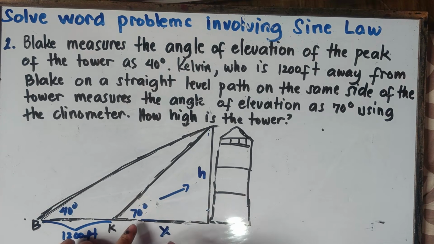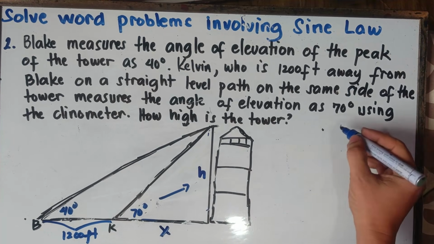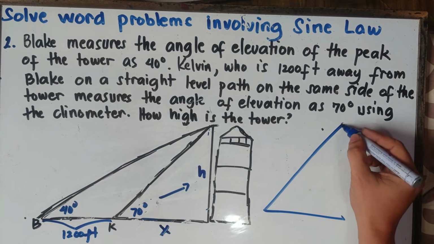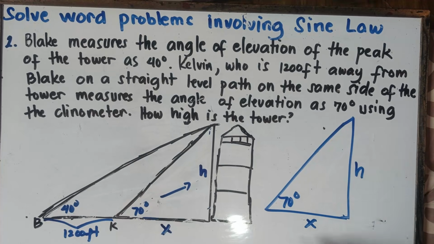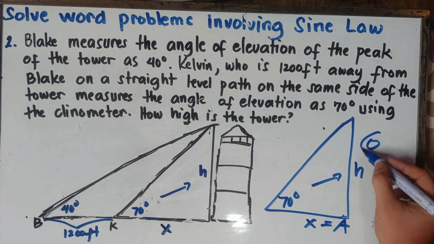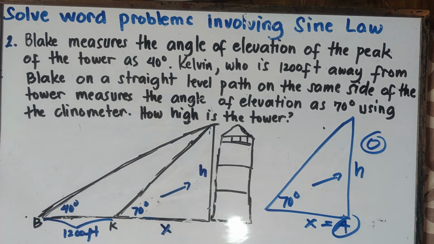Once again, class, opposite is h, adjacent is x. Based on this, let me draw that triangle for you so you're not confused. This one right here, class. This is x, this is 70 degrees, this is h, right? We have opposite, this is adjacent. Opposite, adjacent, so we can use tangent.